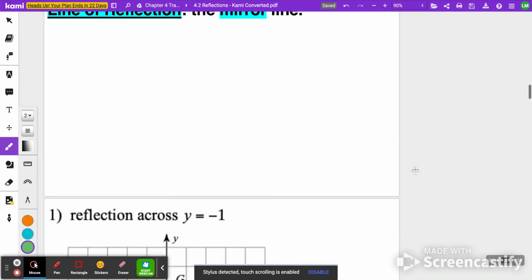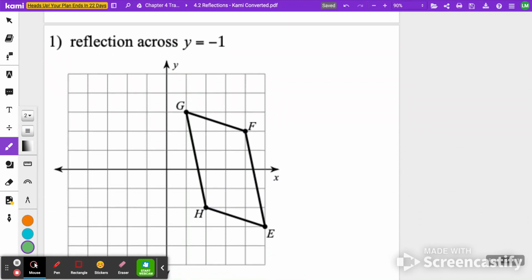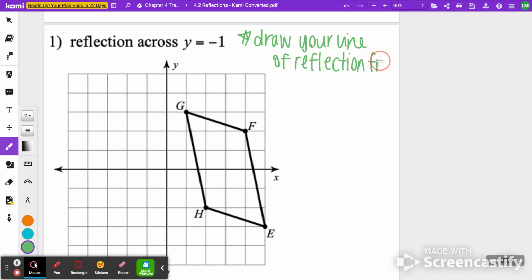Our examples are going to start with example number 1, and it says reflect across y is equal to -1. What I would recommend is to draw your line of reflection first. This way you know exactly where you're reflecting over. So y is equal to -1. This is the y-axis right here. So y is equal to -1 is this line right here. So this is my line of reflection, which just means this shape is going to be reflected over it.